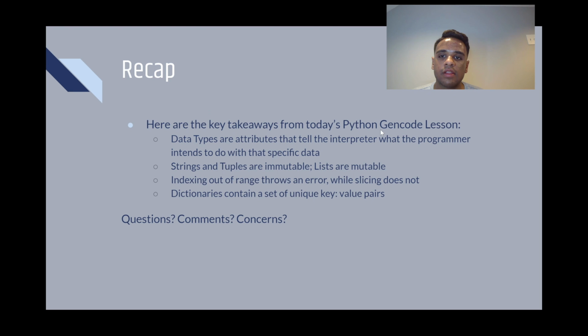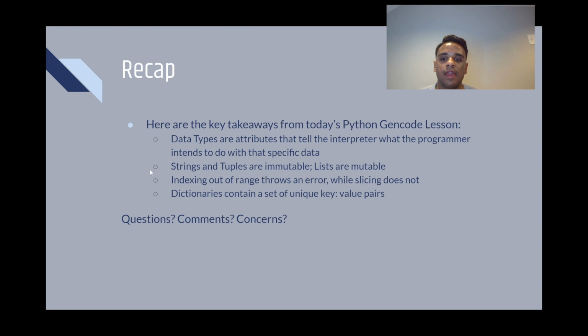But let's take away some of the key takeaways from today's Gencode lesson on data types. So again, what are data types? Data types are attributes that tell the interpreter what the programmer intends to do with that specific data. And the big one is strings and tuples are immutable, while list is the only mutable data type that we discussed in today's lesson.